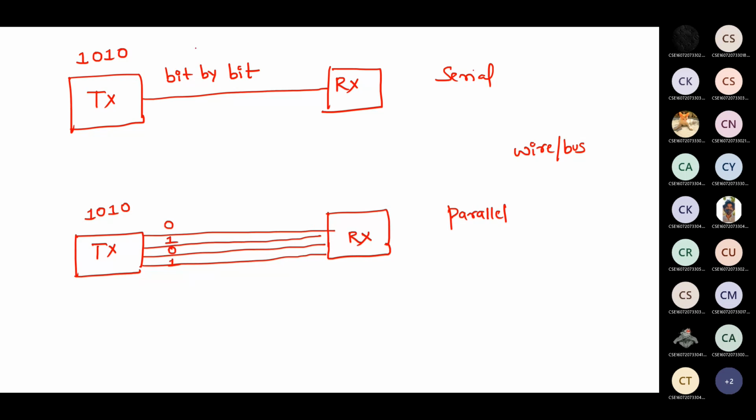Whereas if it is serial, it is bit by bit. So again, it depends upon left shift or right shift. Here first, this 0 bit will get transferred. After that, 1. Next it will be 0 and 1. So information will be transferred bit by bit in serial, whereas in parallel all 4 bits will get transferred simultaneously.